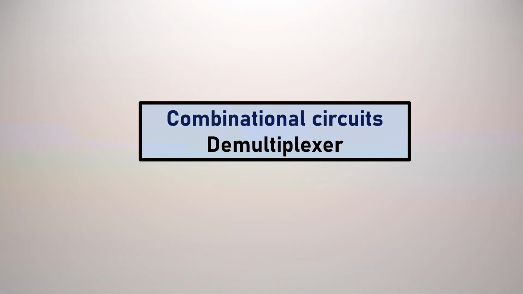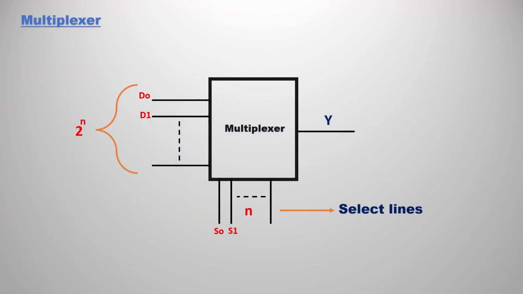In this video we are going to discuss the concept of demultiplexer. It is very similar to the multiplexer, so please refer to the multiplexer video once. Let's get started. As we all know, the basic of multiplexer is this: when we pass 2 power n inputs, we are going to have n select lines. However many the inputs may be, the output would be only one. This is known as the multiplexer.